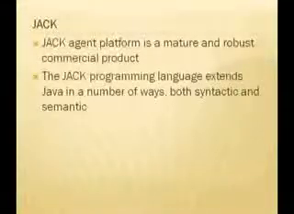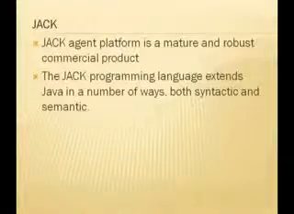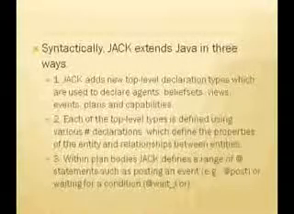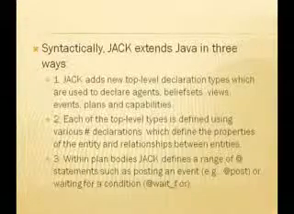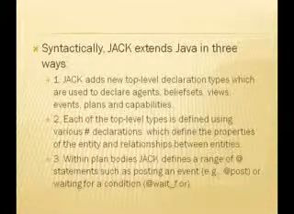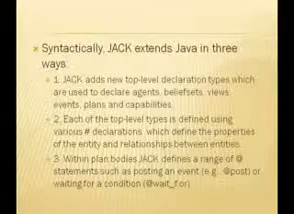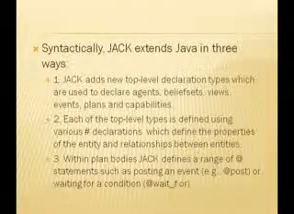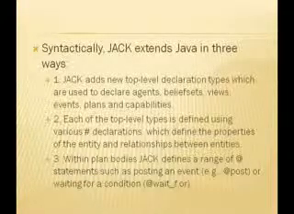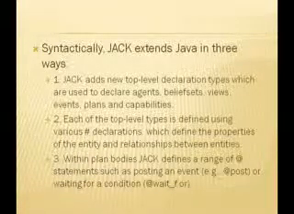The next language is Jack, which is a platform which extends Java. It is considered mature and robust due to its increased capabilities. Now we will look at how Jack differs a little bit from Java. Jack can add new top-level entities for declarations, and we will look at some examples in a moment. In addition, the properties and relationships of the top-level entities are also defined. And within the plan body, Jack defines a set of statements which it would be needing under certain conditions.